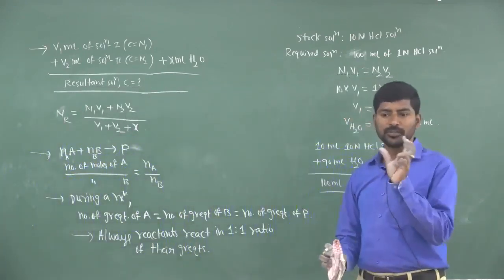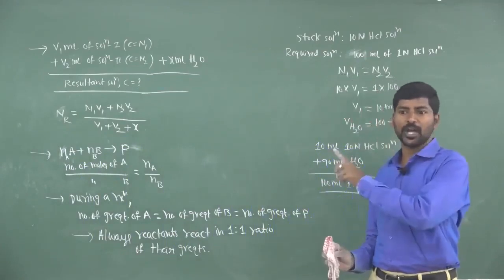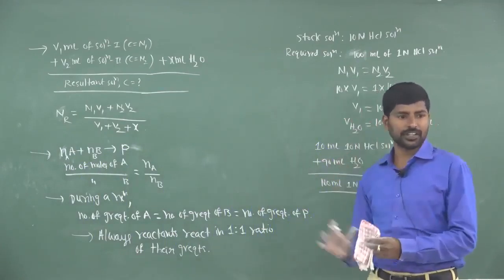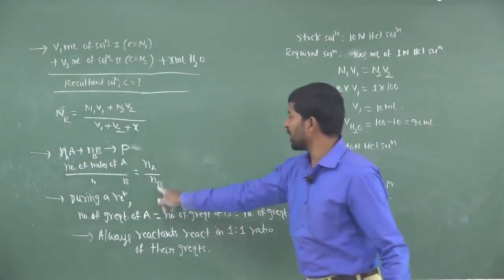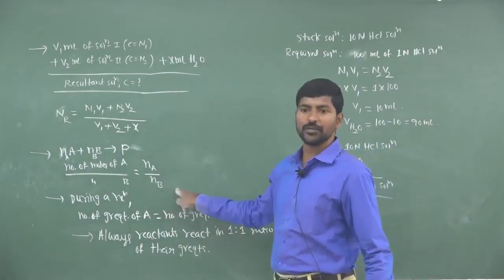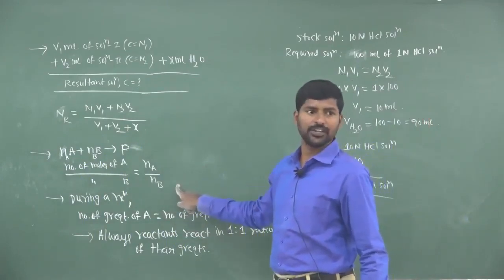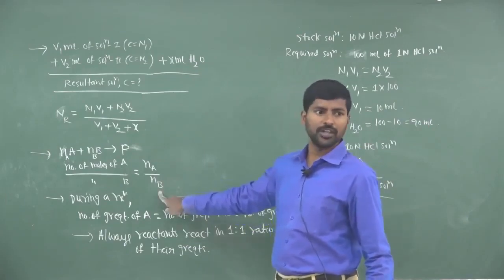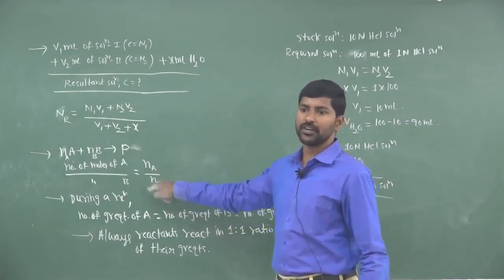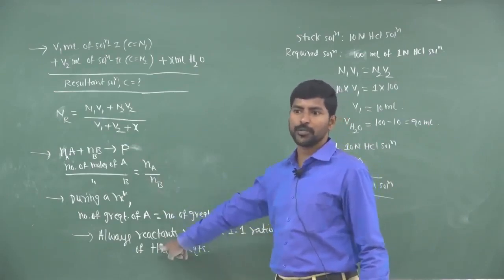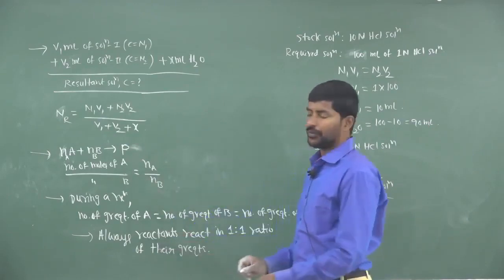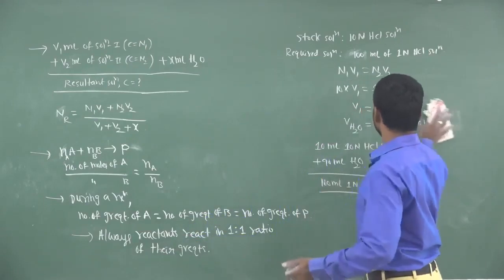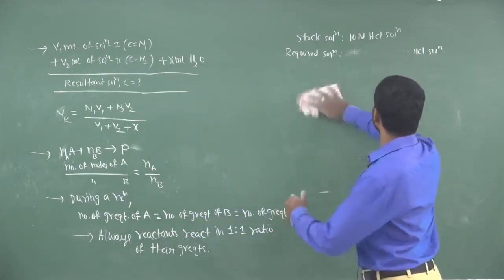The number of moles may not be 1:1, but the number of gram equivalents should be 1:1, and that is the difference. Here Na by Nb is not equal to 1 by 1. It may be 1 mole, it may be 2 moles, whatever it may be, but it is not 1:1, while the number of gram equivalents should be 1:1, right? These are some concepts from normality.